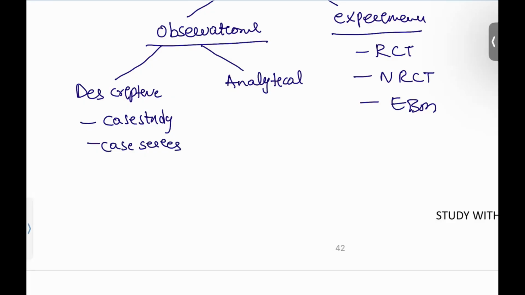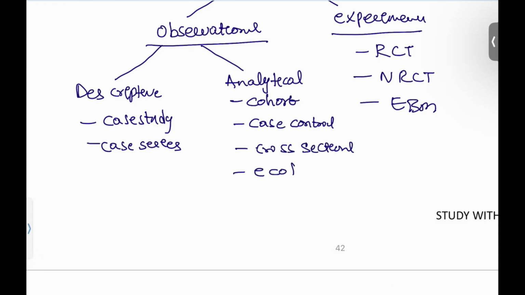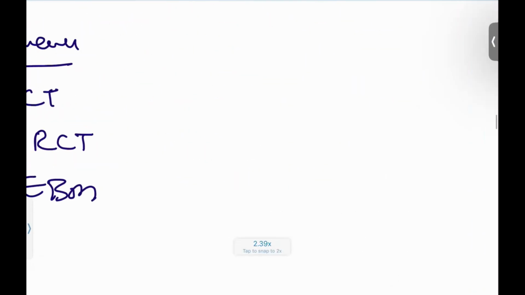Next, analytical has the cohort, case control, cross-sectional, and ecological. These are the analytical. Let's see what is meant by cohort, cross-sectional, and case control. So the first one is the cohort.